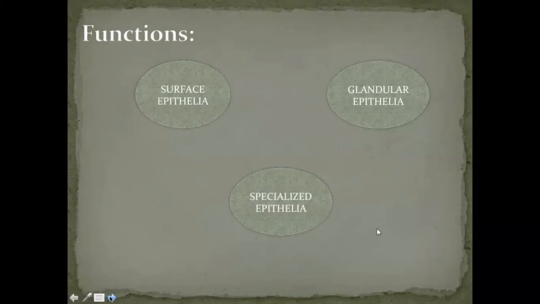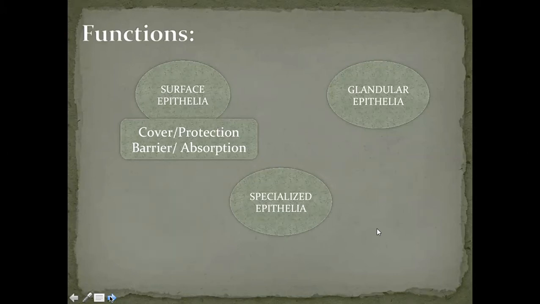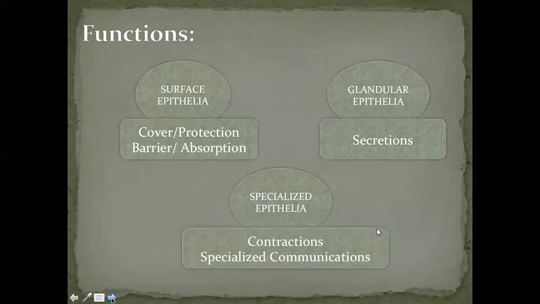So what are the functions of these different types of epithelia? Of course, because it's surface, it's a covering, it will cover, as well as protection or a barrier or absorption. How about for glandular epithelia? The main function is, of course, because these are glands, they are mainly made up to function as secretions. How about specialized types of epithelia? They are involved in contractions as well as specialized communications.